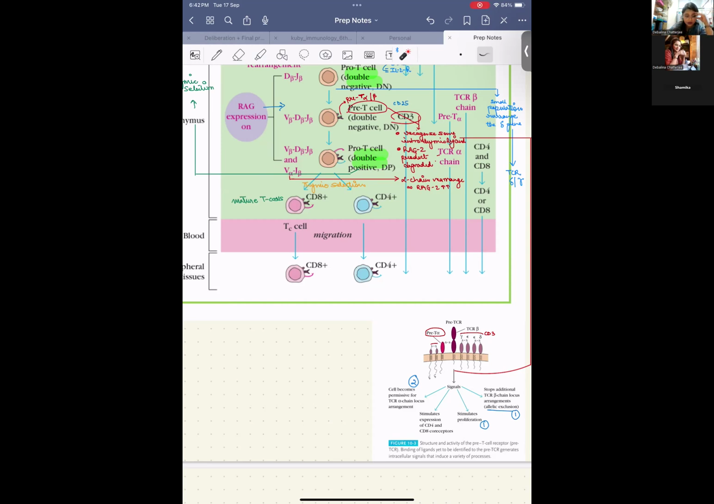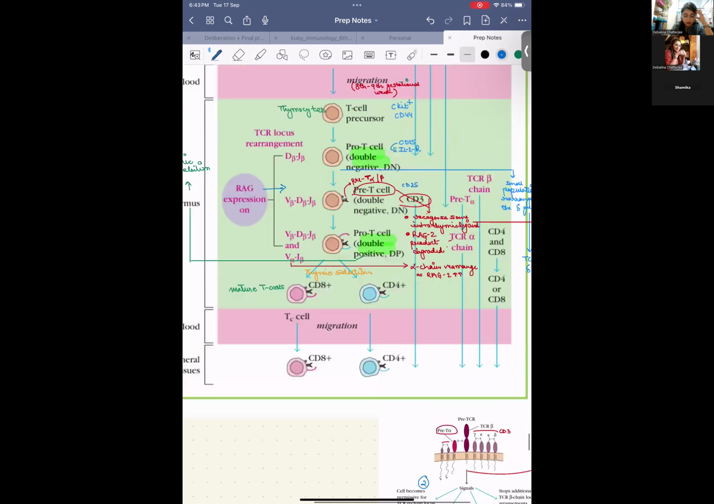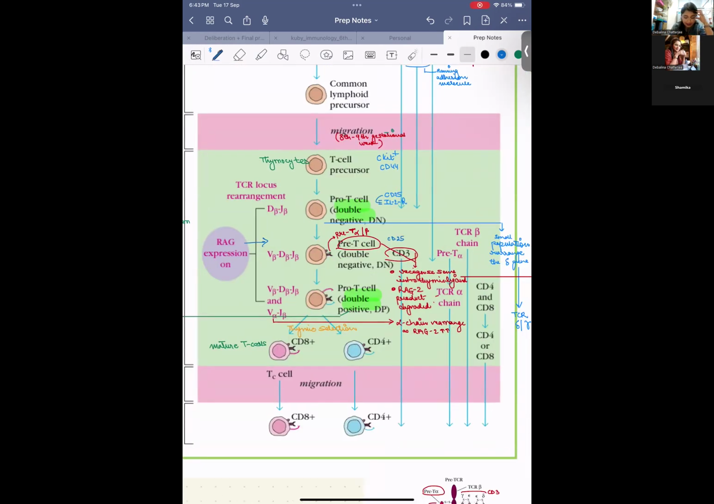And here the cell also received the signal for expression of CD4 and CD8 co-receptors. So the pro-T cell expresses alpha chain, and also with that it now expresses both CD4 as well as CD8. So that's why this cell is referred to as a double positive cell.